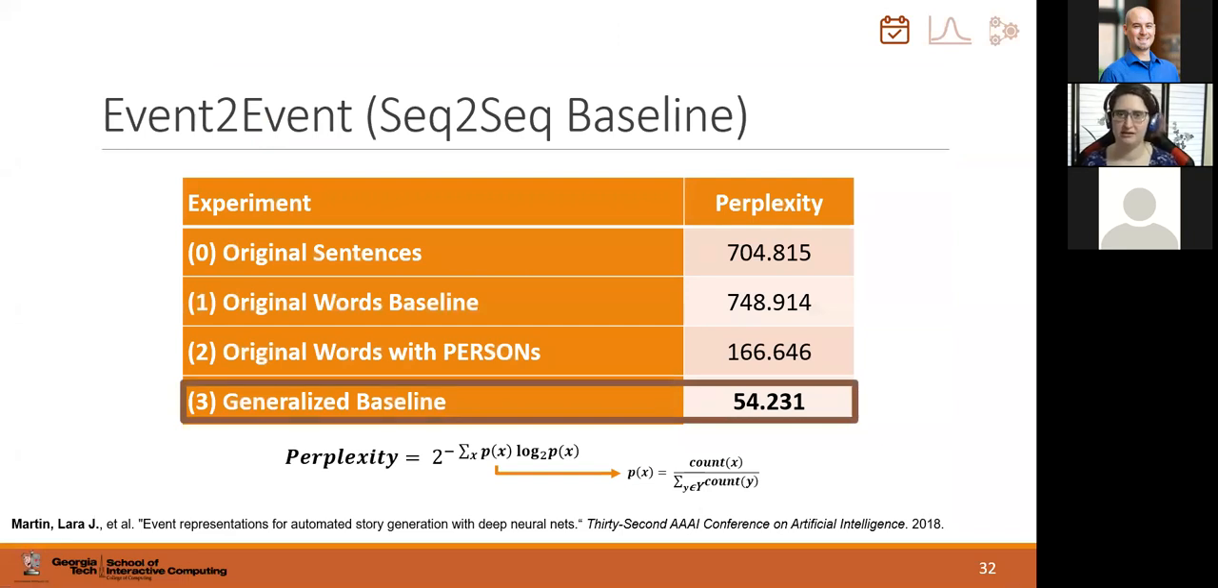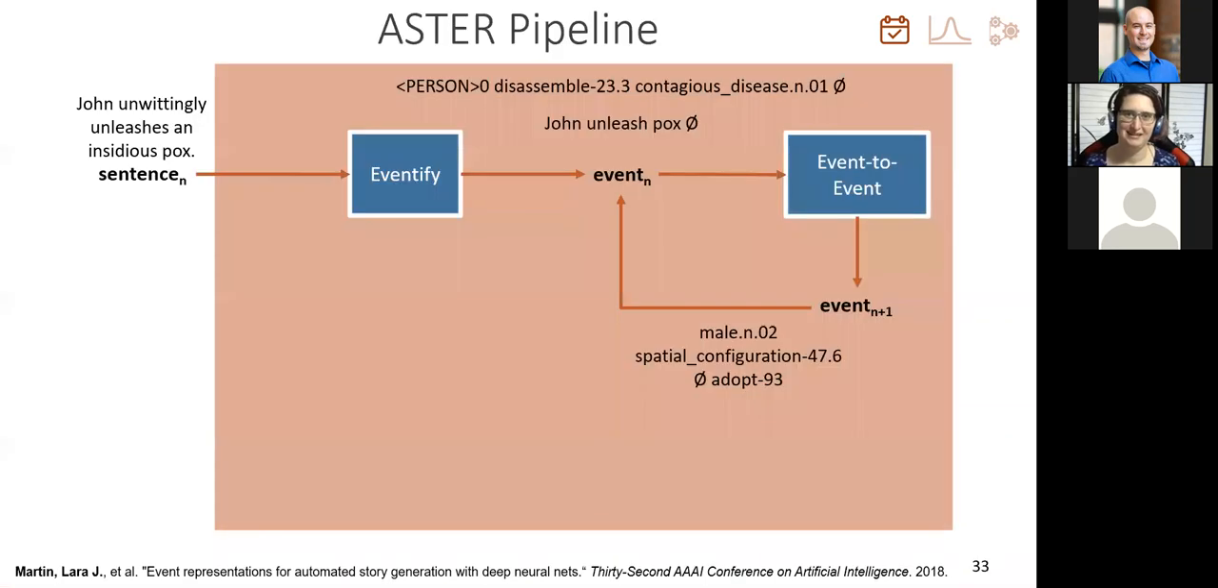And then I saw that by creating the events first and then generalizing them, I was able to lower the perplexity. And perplexity is a measure of how surprised a model is by new testing data that you give it. And so lower is better.